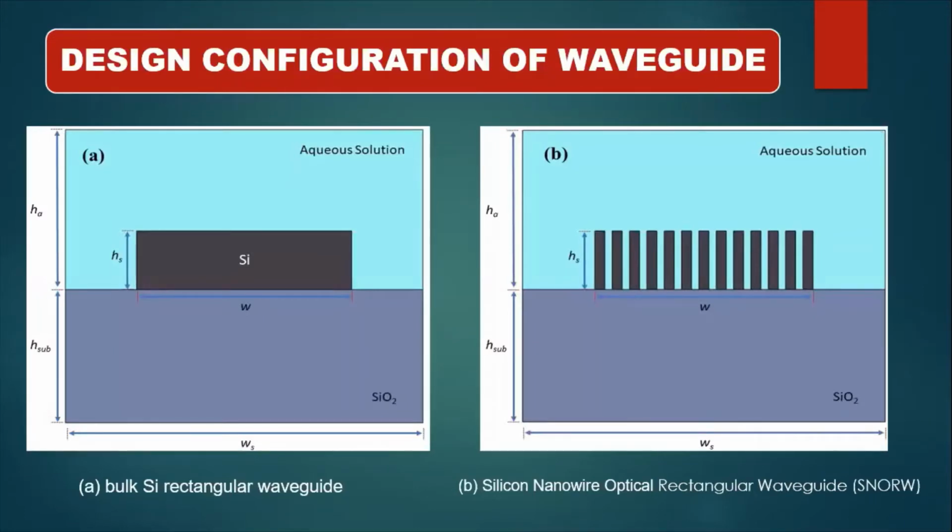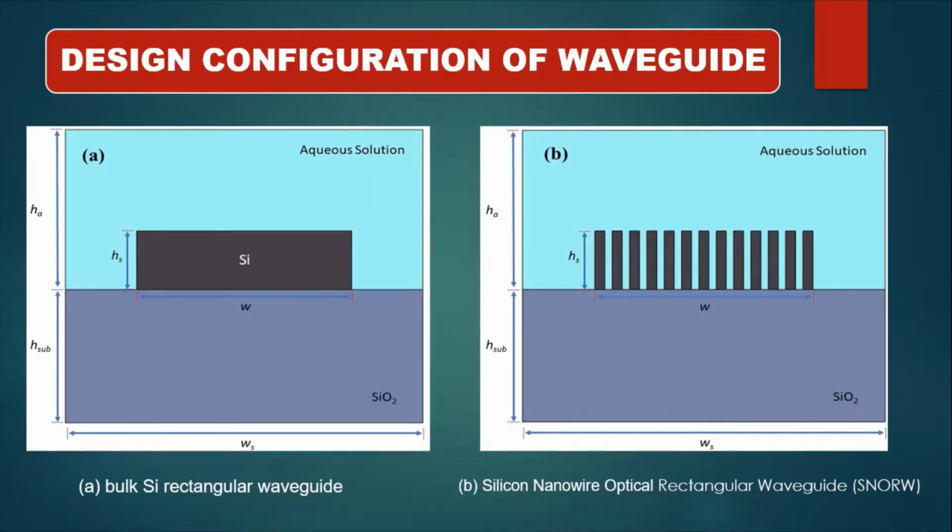Coming to the design configuration of our waveguide, here you can see on the left-hand side, there is a bulk silicon rectangular waveguide, and on the right-hand side, there is a silicon nanowire optical rectangular waveguide. You will notice that in both cases, we have kept almost all the dimensions the same for analogous things so that the comparison becomes easy.